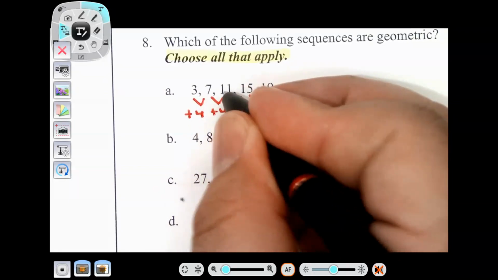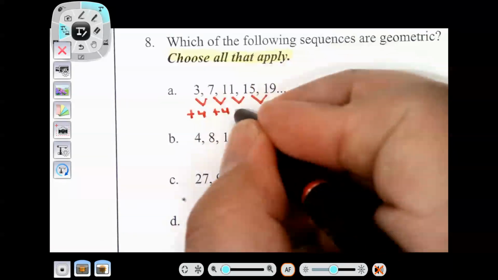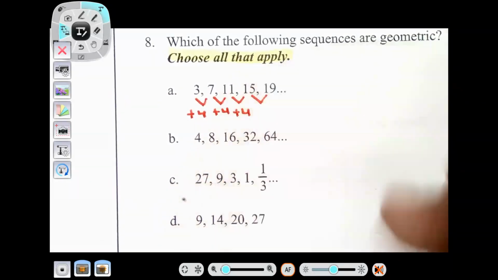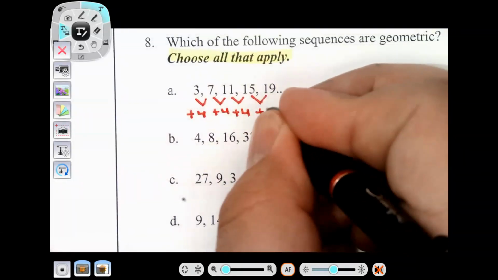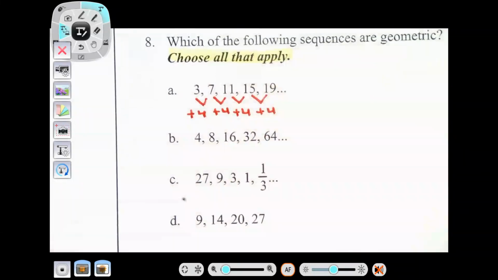7 plus 4, yep, that's 11. 11 plus 4, that's 15. 15 plus 4, there's my 19. So it does have a pattern. It has to do with addition.